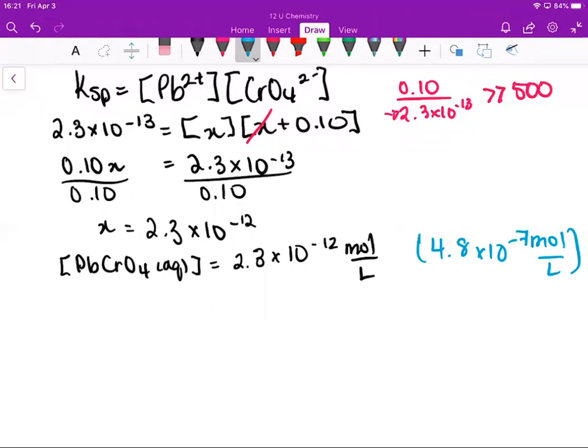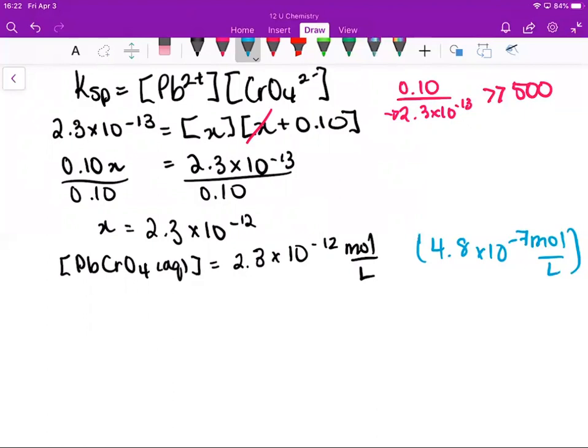Does it mean that it pushed the system to the right or to the left? It means that according to Le Chatelier's principle, and as we predicted in the first part of this question, it pushed the system to the left. It favored solid lead II chromate over aqueous lead II chromate, and it saw the reduction of the solubility from 4.8 times 10 to the minus 7 mole per liter to 2.3 times 10 to the minus 12 mole per liter.